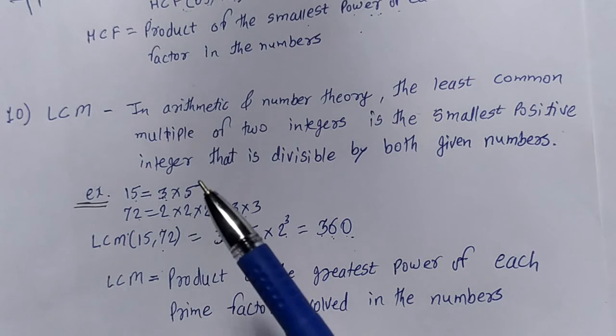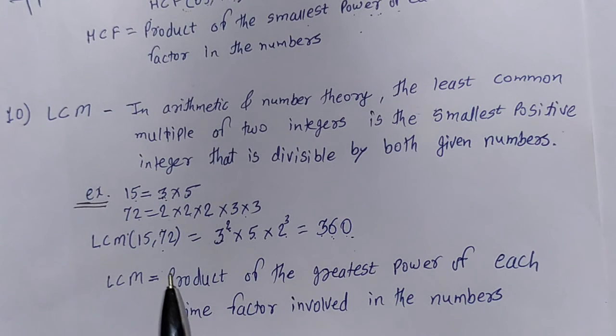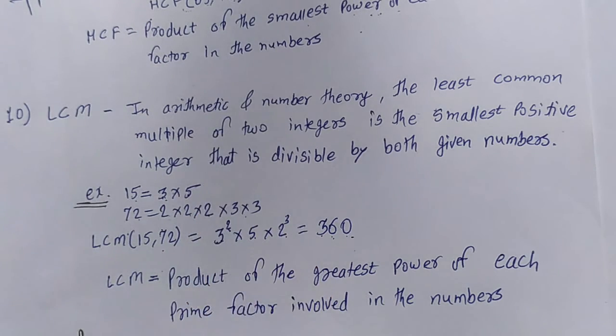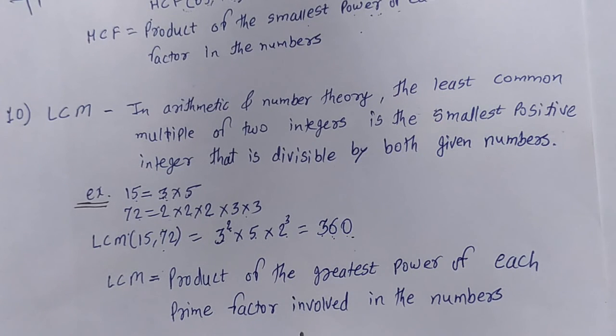So the process for HCF and LCM is the same, except for one thing. In the first step you do the prime factorization. In HCF you have to take the smallest power of each common factor, and in LCM you have to take the greatest power of each and every number. Here you don't consider only the common factors, you take the greatest power of each prime factor involved in the numbers. We will be seeing more examples of HCF and LCM.